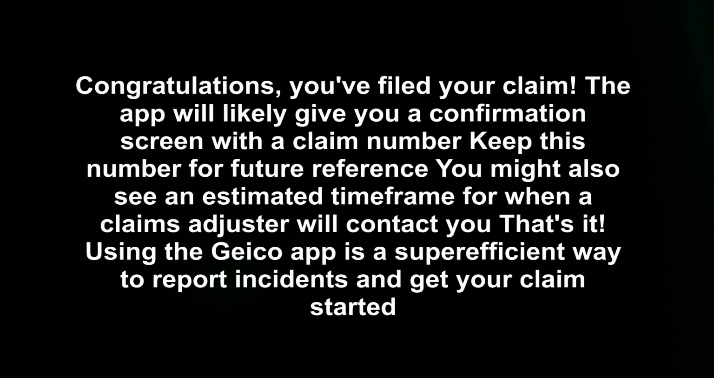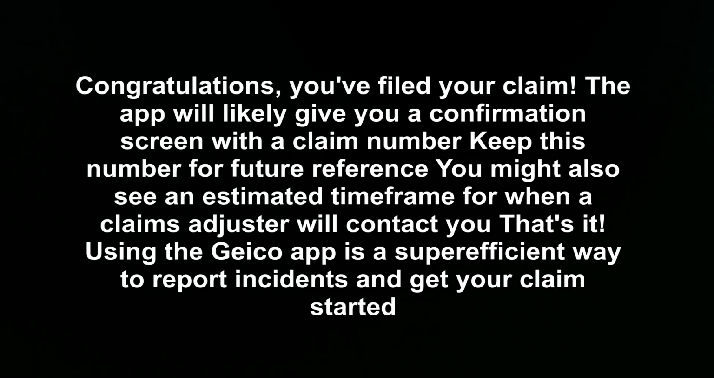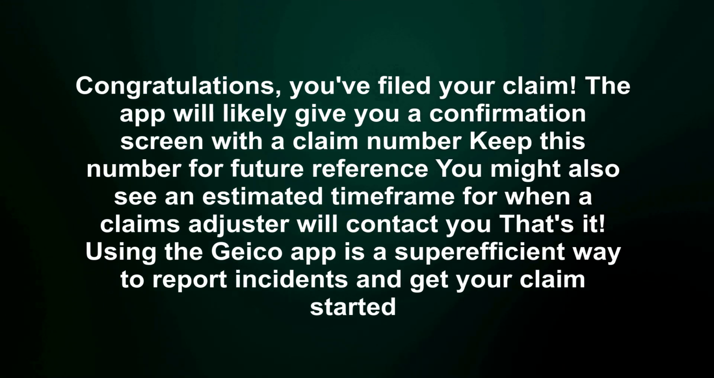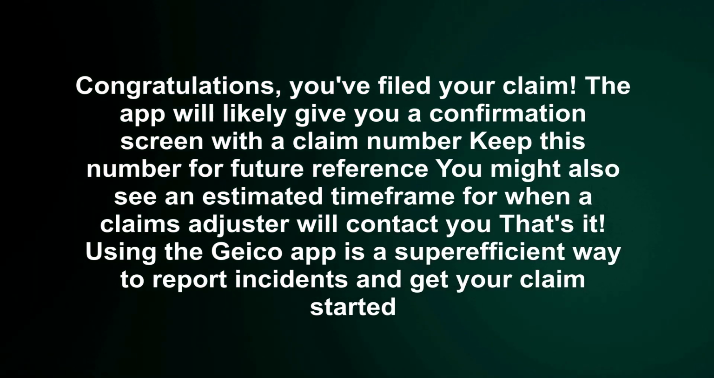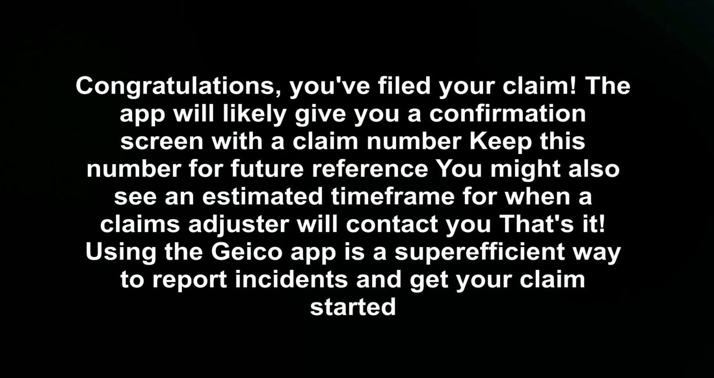Congratulations, you filed your claim. The app will likely give you a confirmation screen with a claim number. Keep this number for future reference. You might also see an estimated time frame for when a claims adjuster will contact you. That's it. Using the Geico app is a super efficient way to report incidents and get your claim started.